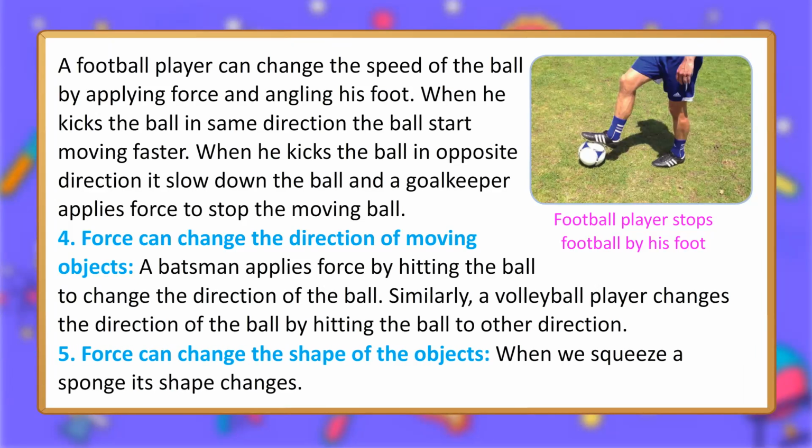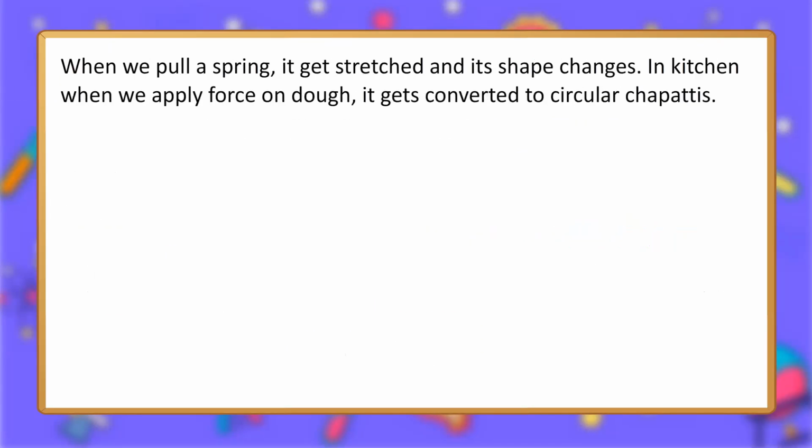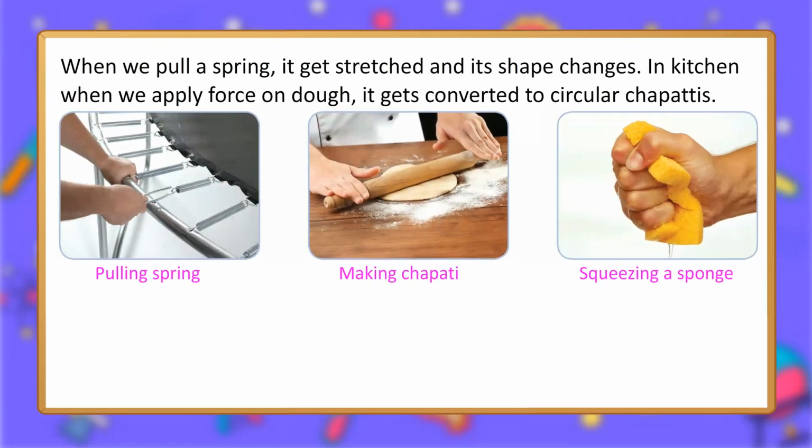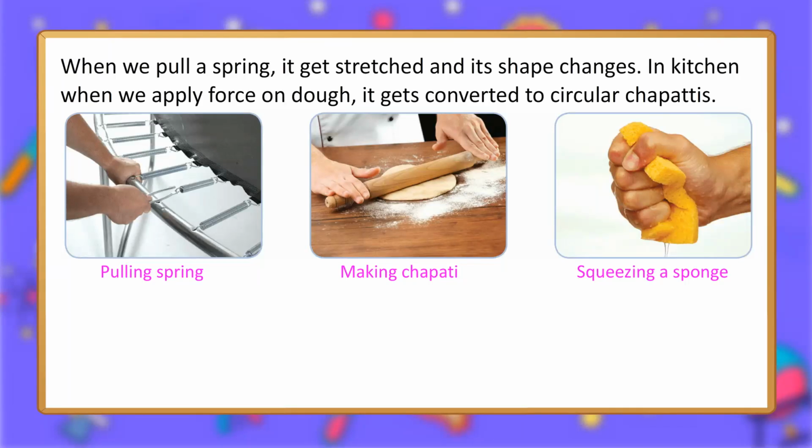5. Force can change the shape of objects. When we squeeze a sponge, its shape changes. When we pull a spring, it gets stretched and its shape changes. In the kitchen, when we apply force on dough, it gets converted to circular chapatis. Pulling spring. Making chapati. Squeezing a sponge.